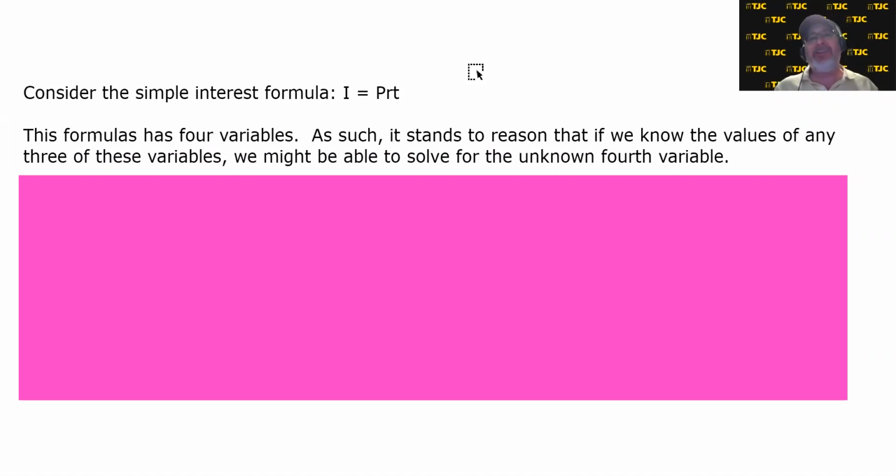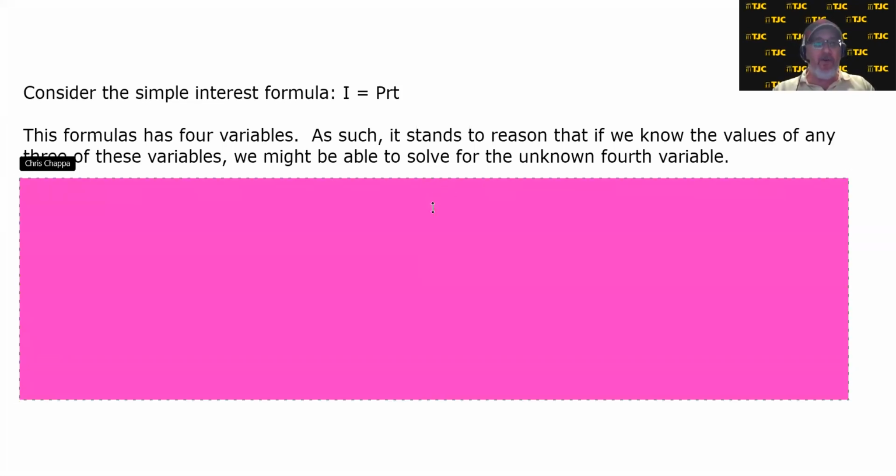That's actually a pretty standard algebra thing: if you know the values of all but one variable in a formula, you can probably find the value of the missing one. Not always. There are some formulas and equations that are so convoluted, it is difficult, if not impossible, to solve for the missing variable. But in equations of this caliber, it's not only possible, it's very straightforward.